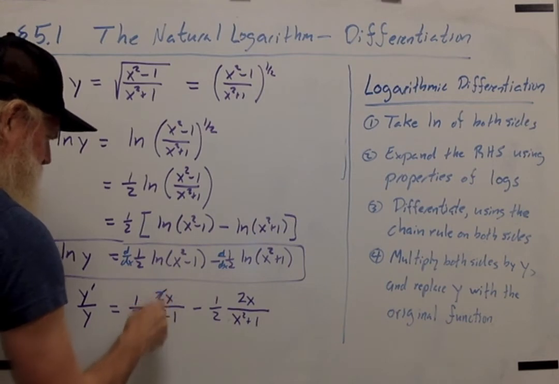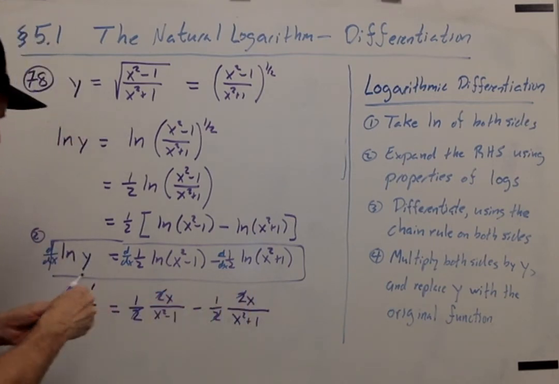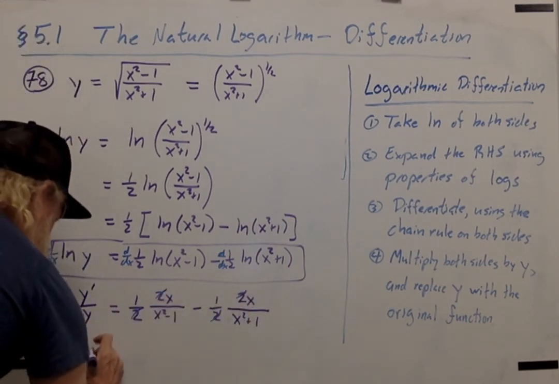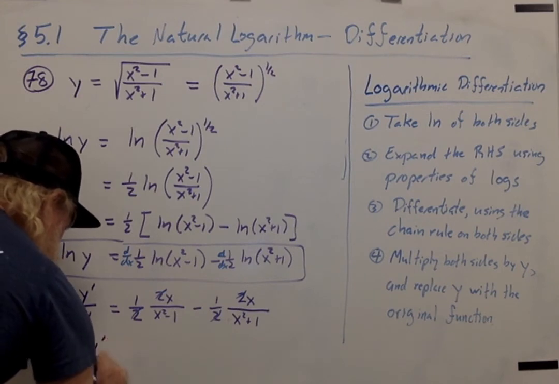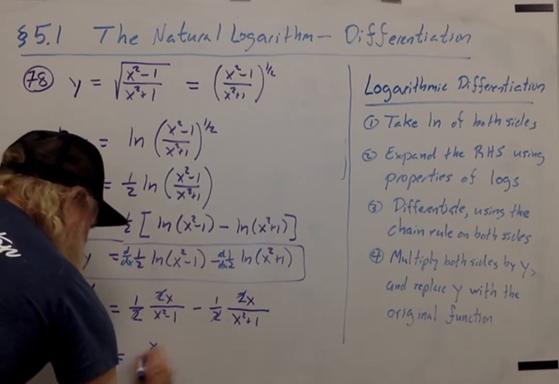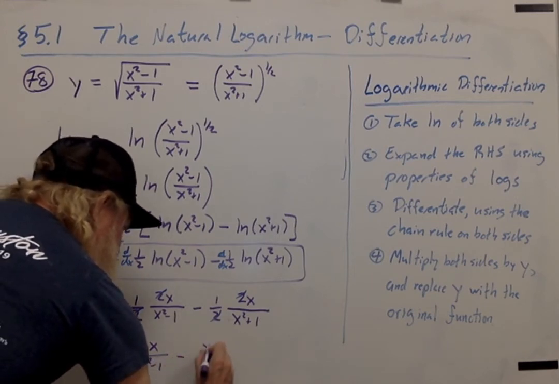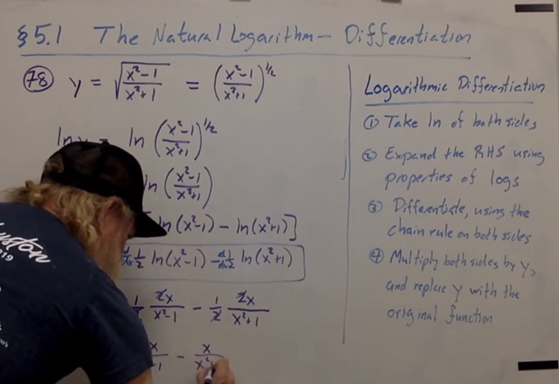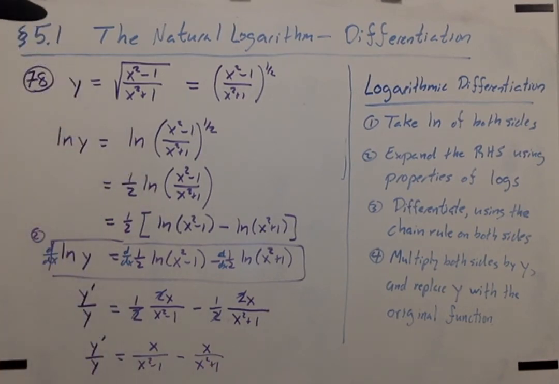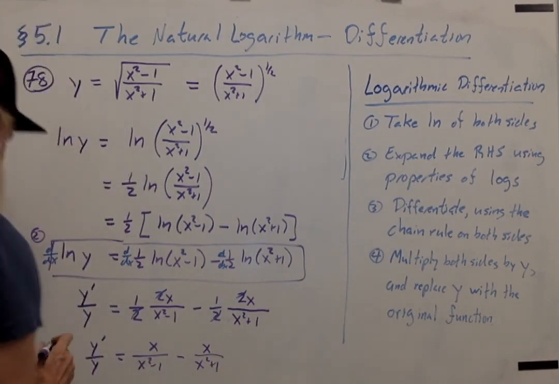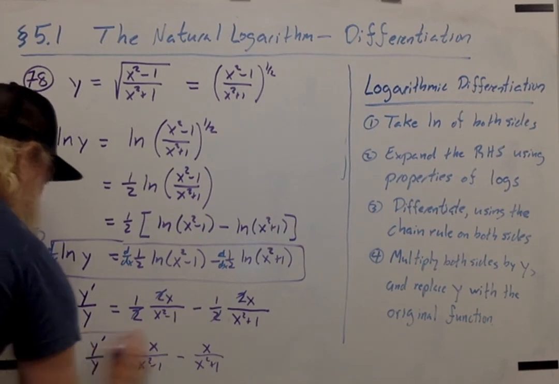Now notice I have 2's canceling in each fraction. So y prime over y is equal to x over x squared minus 1 minus x over x squared plus 1. And that's the end of step 3.